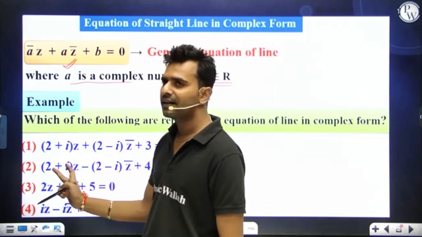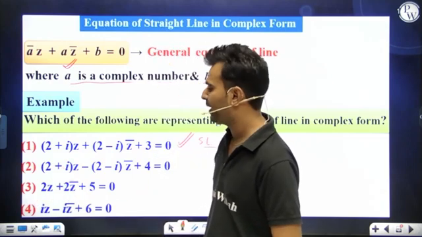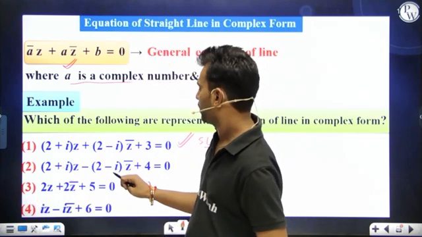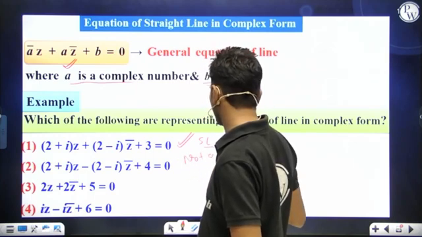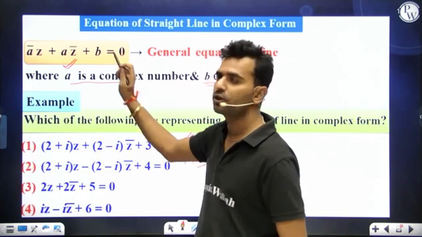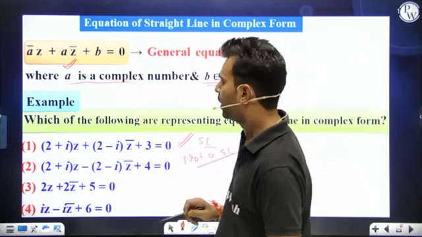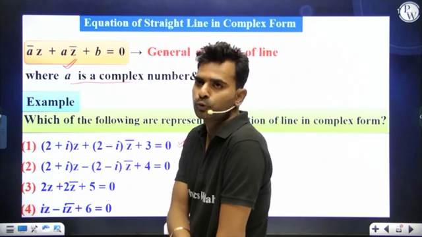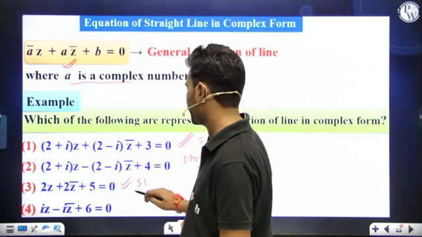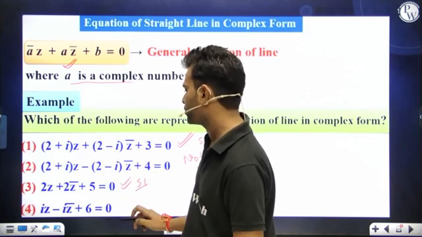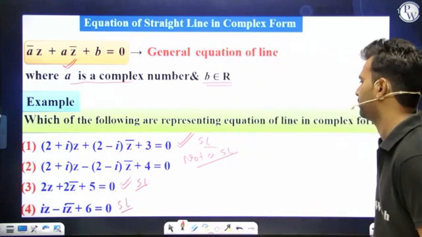If this is a bar, then your a is going to be what? If this is your a bar, then your a is going to be 2 minus i. Okay, so this is not a straight line. Not a straight line because the equation is not following a bar z plus a z bar plus b equals 0 kind of form. Yes? Okay. Now, if a is equal to 2 plus 0i, then a bar and a are going to be the same only. So this is going to be representing a straight line. And over here also, if you see, this is going to represent a straight line because a bar's value is nothing but iota over here, right?